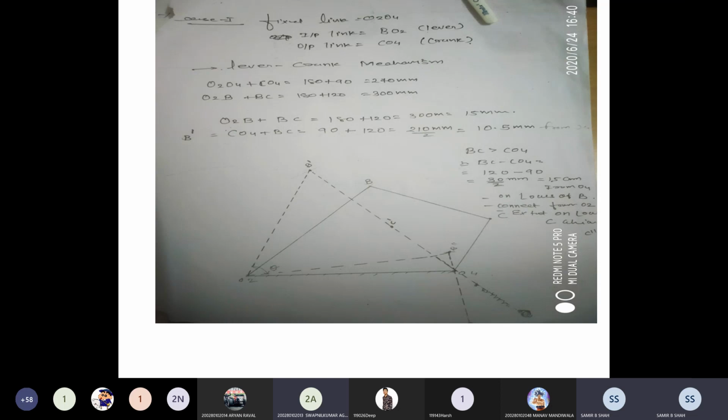O2B, you have to just join O2B double dash. There is no any dimension. Okay, sir. That O4B double dash line is perpendicular, right? Yes, that is horizontal. Okay, thank you, sir. That's what I've been asking for this just time. You have to join O2B double dash line.